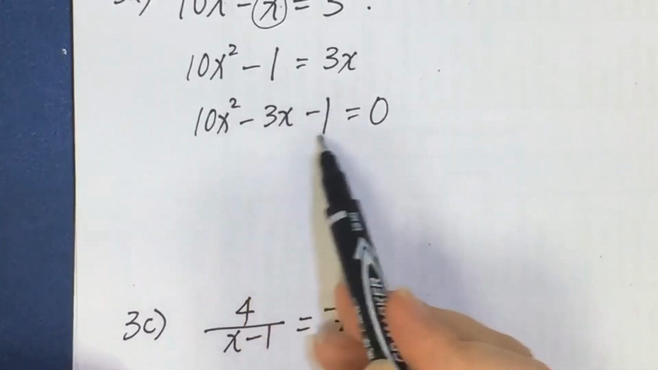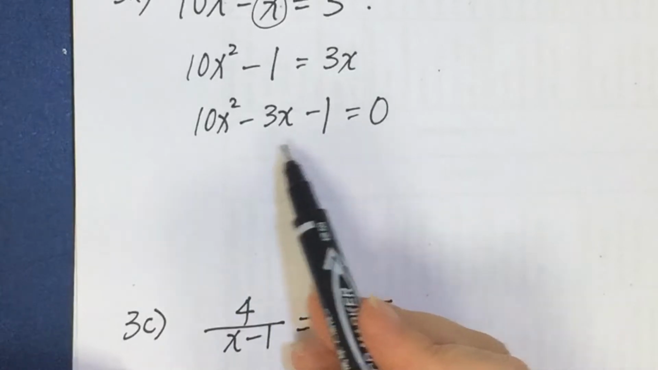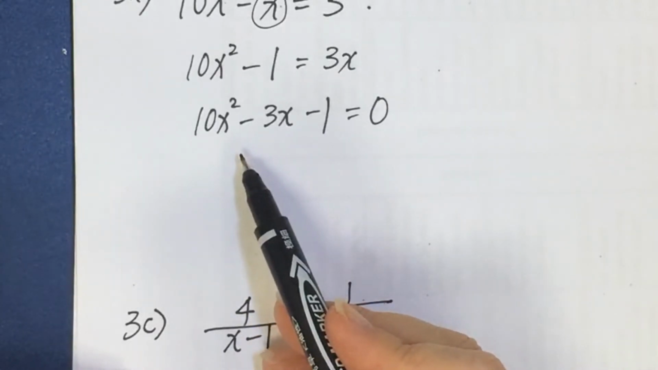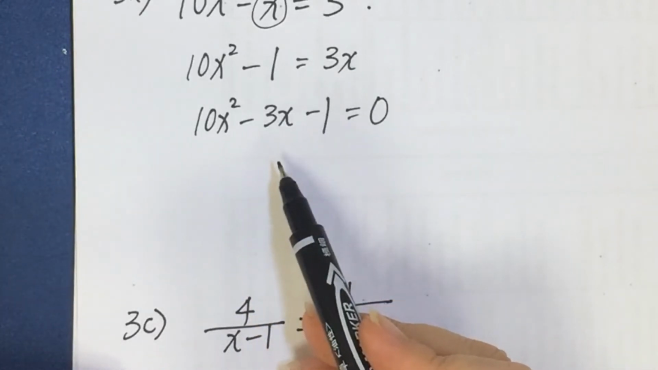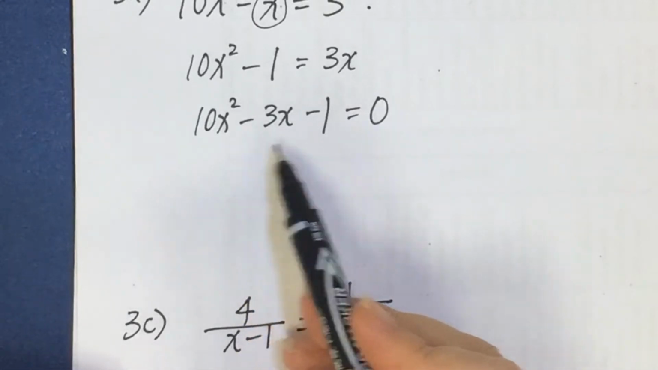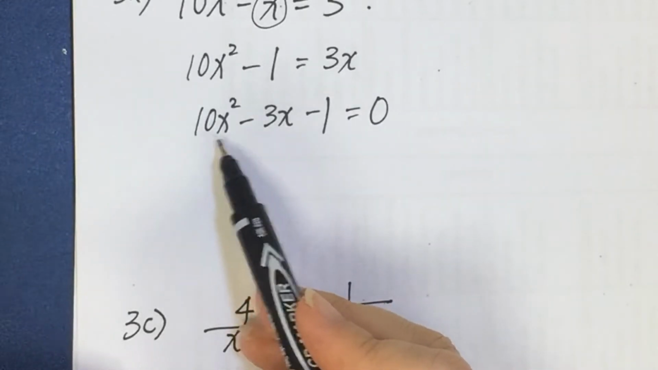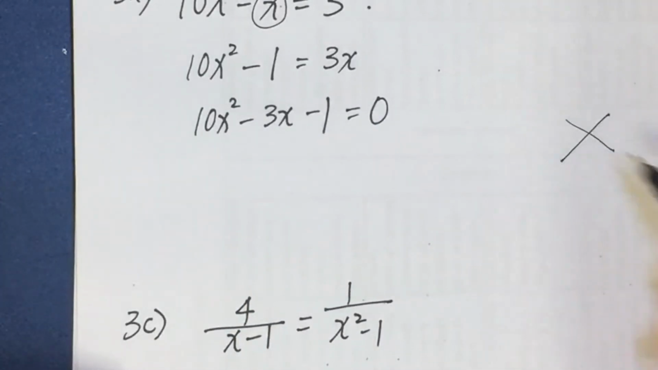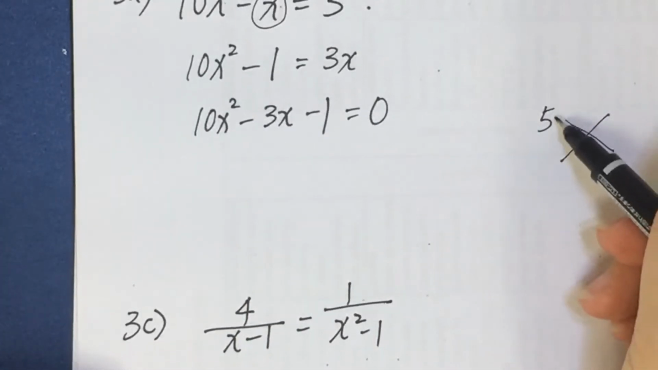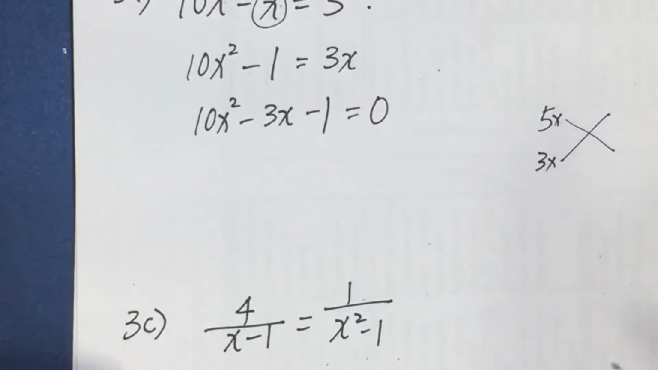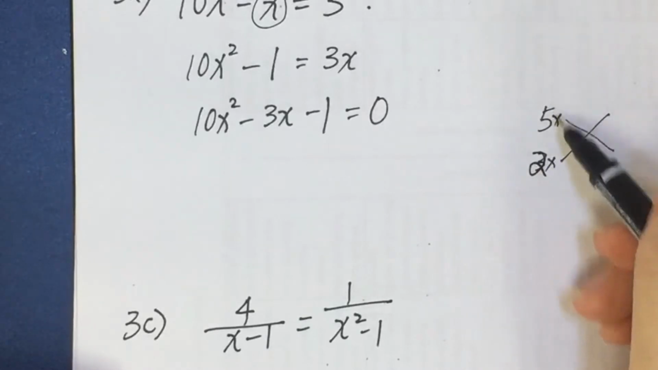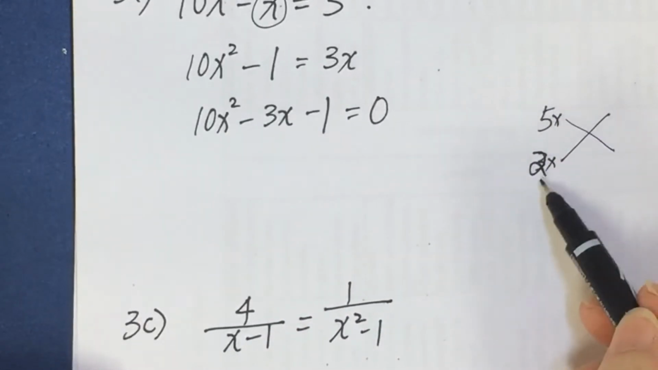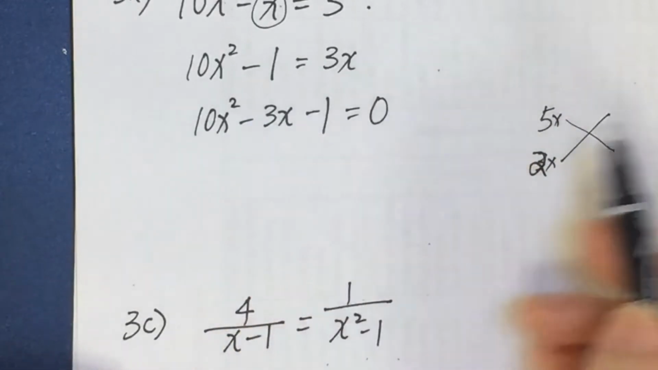And again, this contains 3 terms. So we either go by the perfect square method or by the cross method. Perfect square is unlikely because 10 is not a perfect square, and this is also not a perfect square. So that means we have to use the cross method. When you use the cross method, the only way is 5x, 2x. 5 times 2 is 10. So 5x, 2x multiply together to get 10x squared.